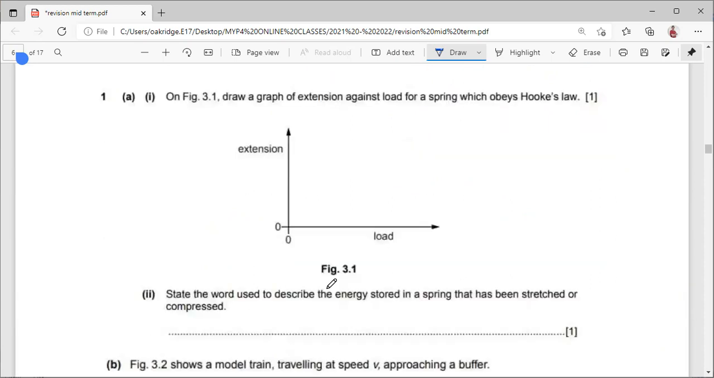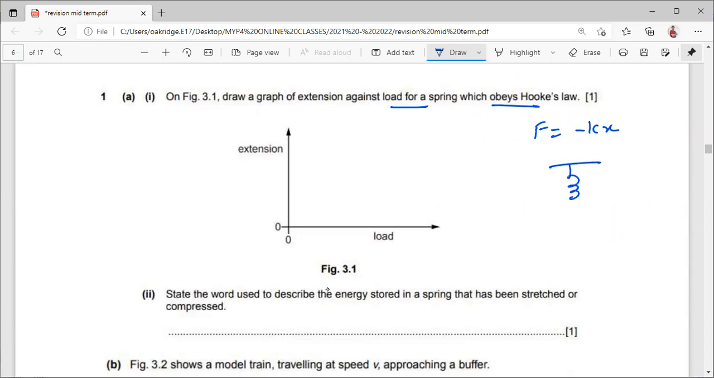On figure 3.1, draw a graph of extension against load of a spring which obeys Hooke's law. Hooke's law, what is Hooke's law? F is equal to minus kx. So he is asking you the load of a spring which obeys Hooke's law. Load, okay. So this is the load along the x-axis as you increase.